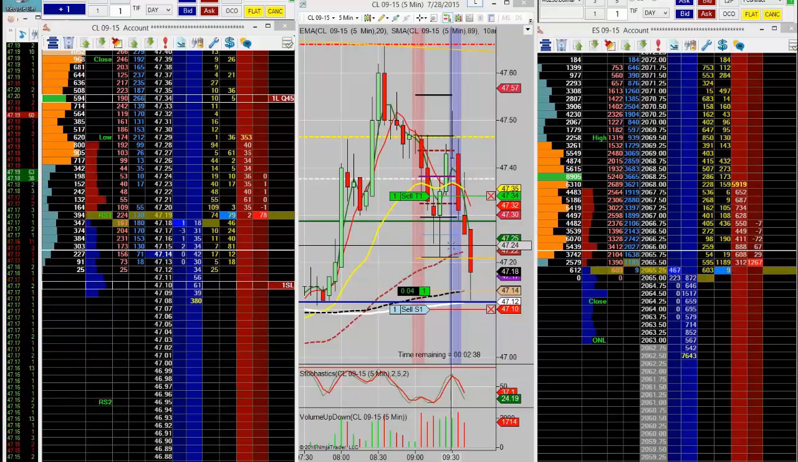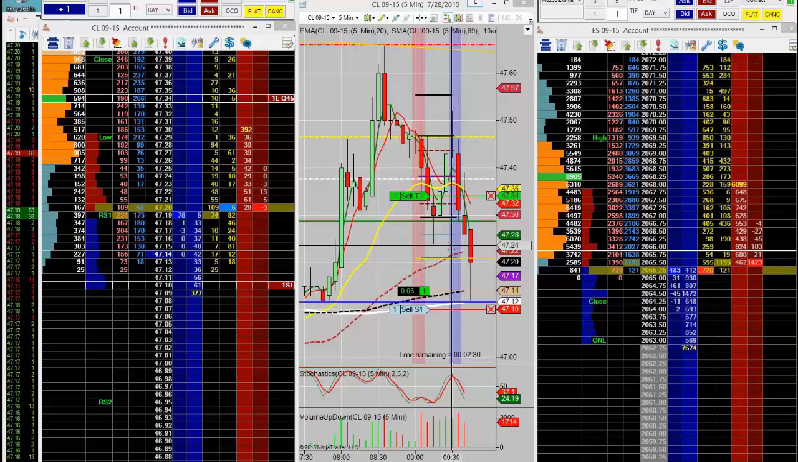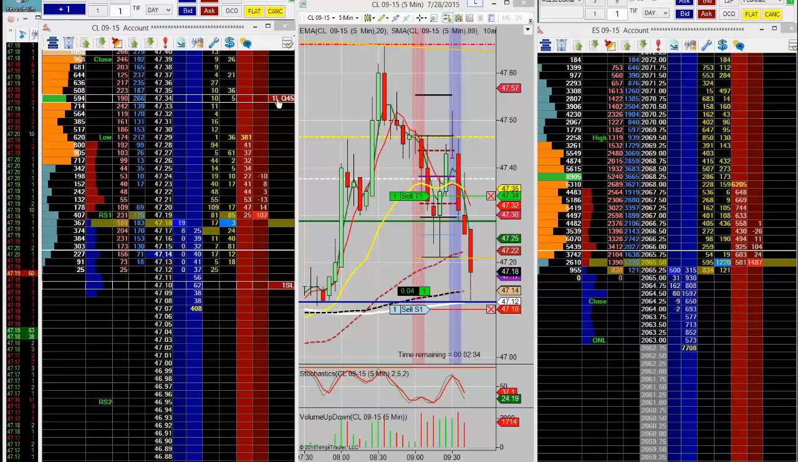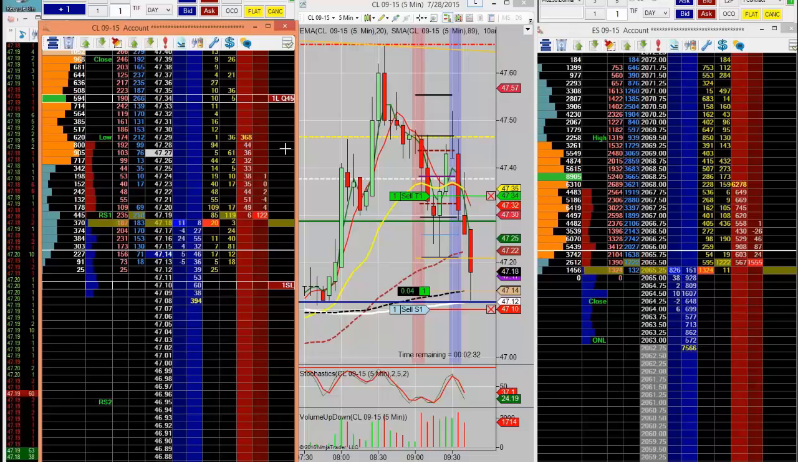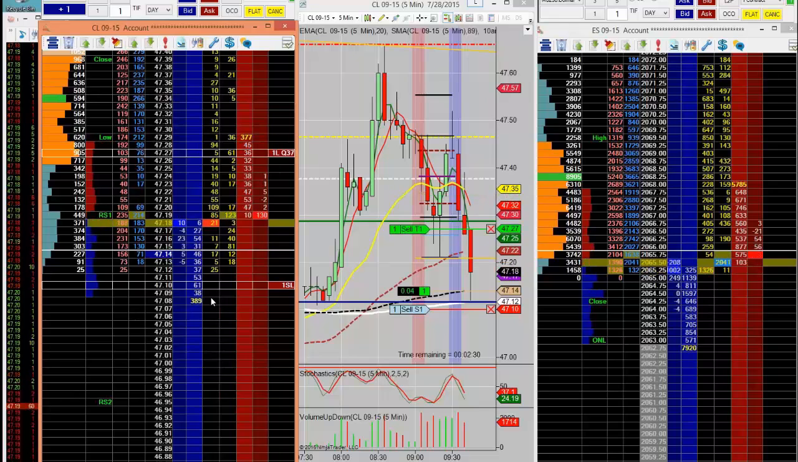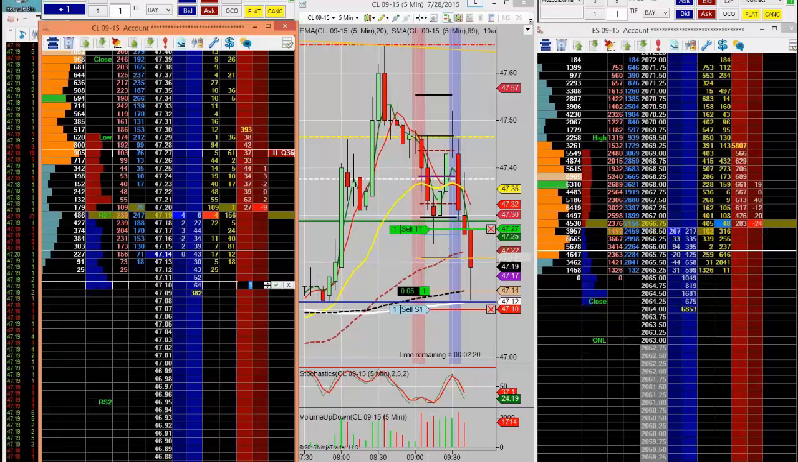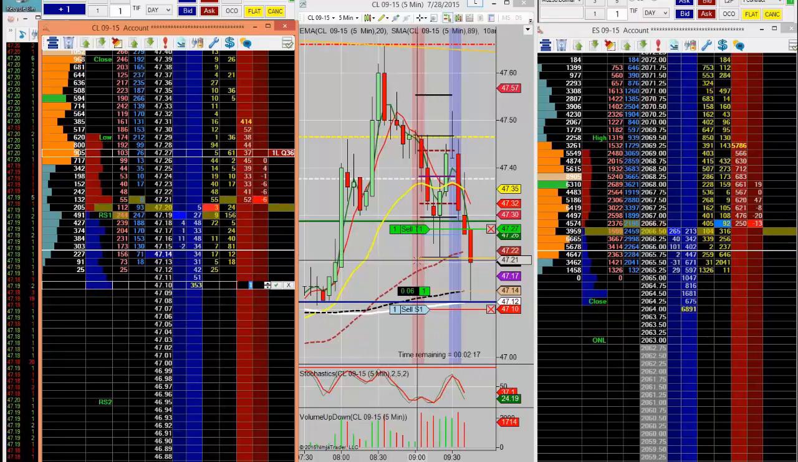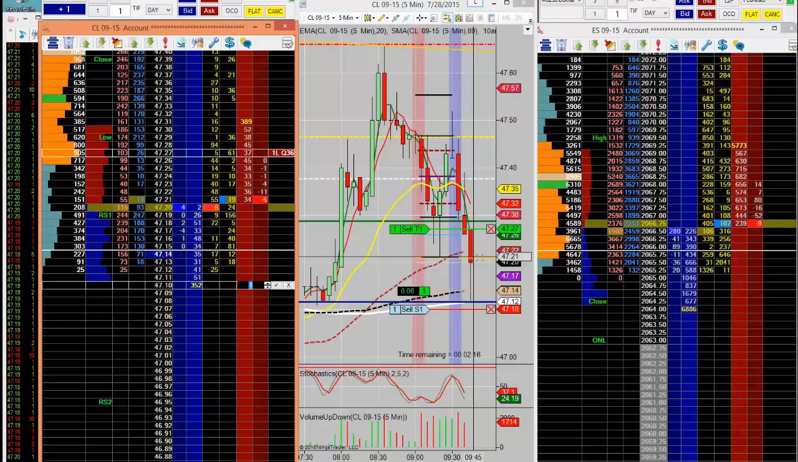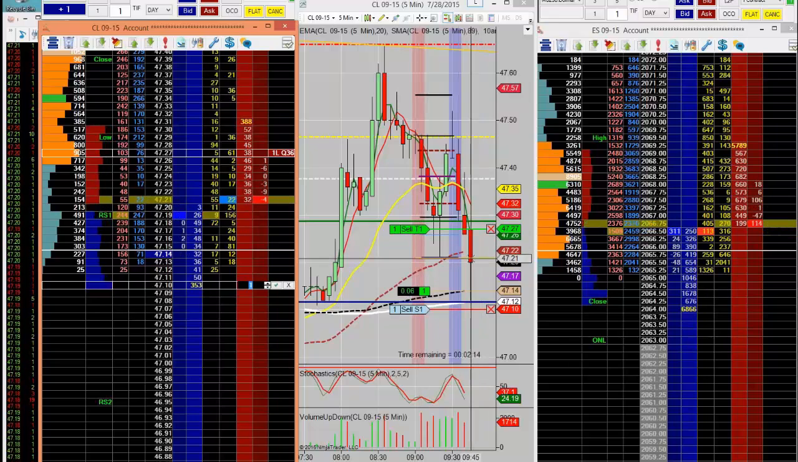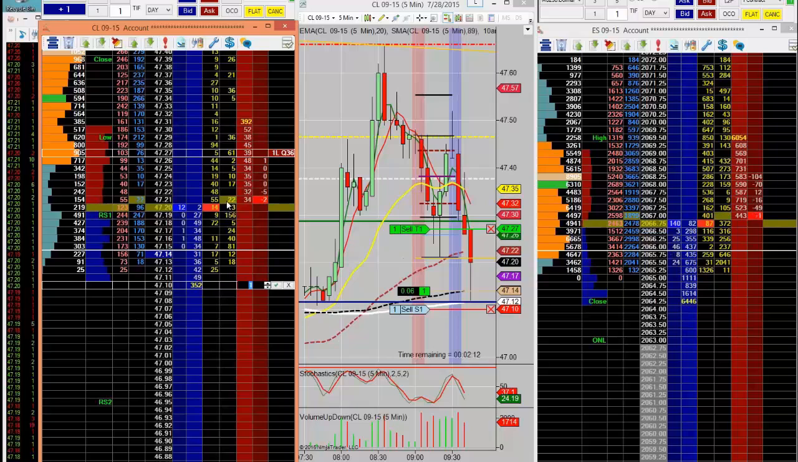My target shouldn't be all the way up there. My target might be the low. At this point, I'm not going to let this turn into a loser. There may be resistance here. Previous support turns into resistance. So right there, 21.